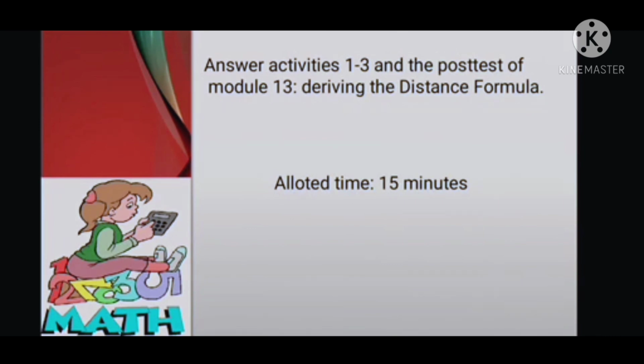So I think that you've already learned how to get the distance between 2 points, either horizontal, vertical, or diagonal. So now, answer activities 1 to 3 and the post test of your module 13, deriving the distance formula. For 15 minutes, answer the activities 1 to 3 and the post test of your module 13, deriving the distance formula. A few moments later.